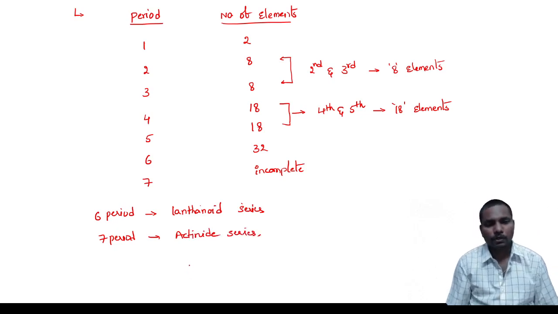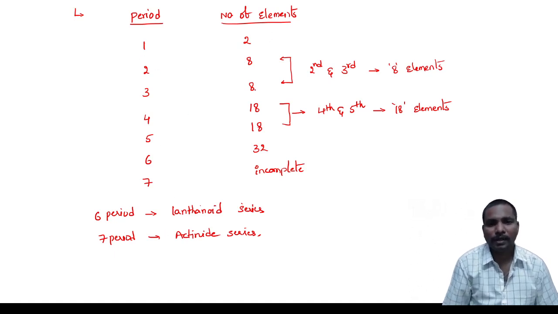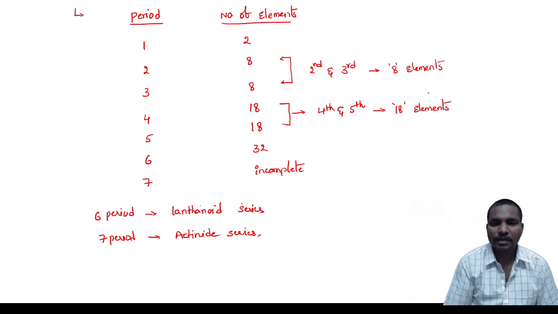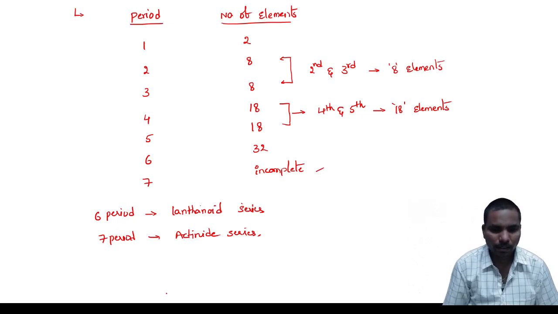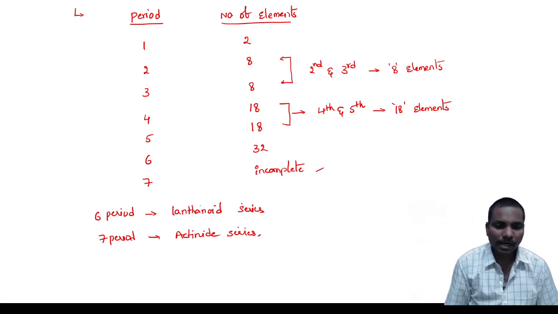Okay, so the very important questions are: in the second period how many elements; in which periods the elements are 8, second and third; which is called the incomplete period, the 7th period. In which period are the lanthanoid and actinoid series? That is the 6th and 7th. So those types of questions we may get.